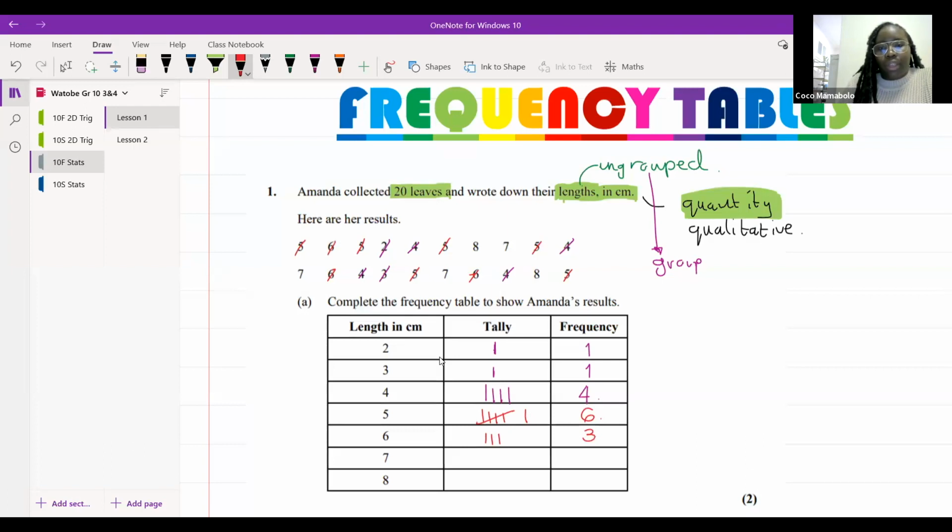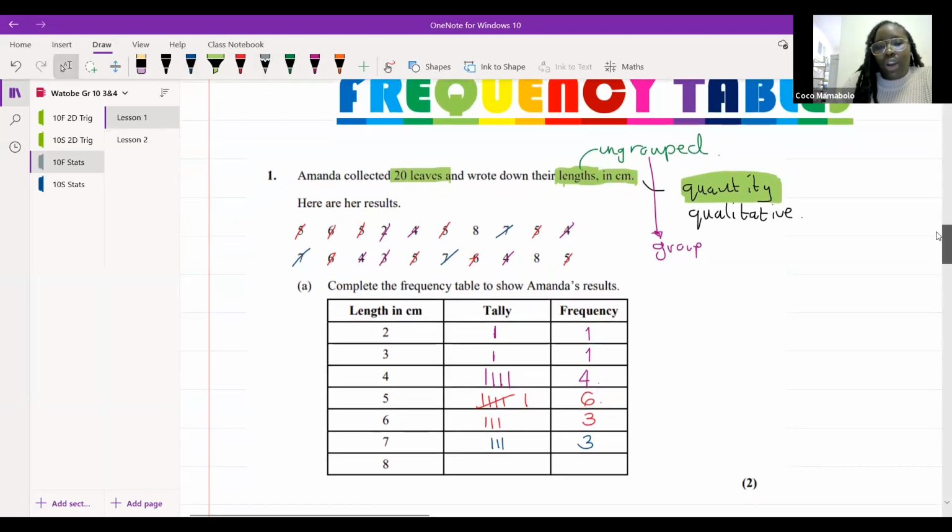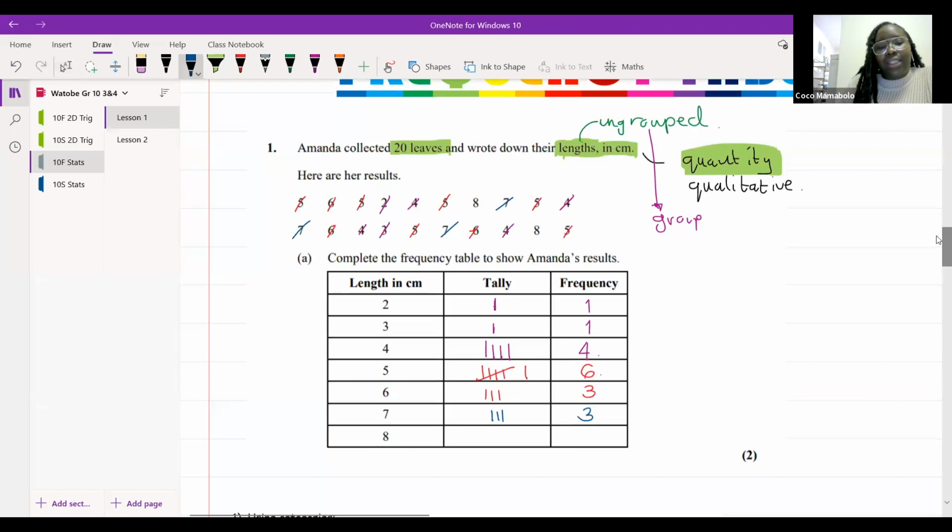Okay. Then 7. What about 7? 1, 2, 3. So there's 3 of them. Shaden, I'm going to take your question in exactly 2 seconds. Right. And for 8, how many 8 centimeter leaves do we have? We have 2. 1, 2. Good.